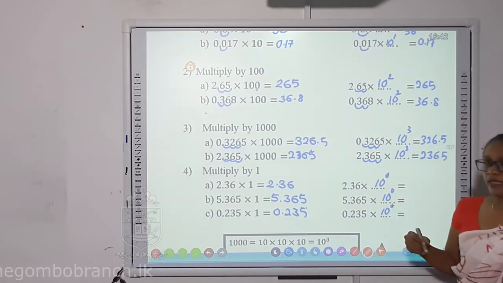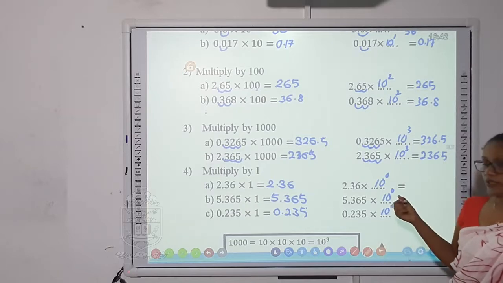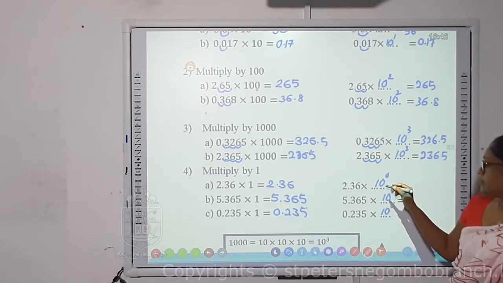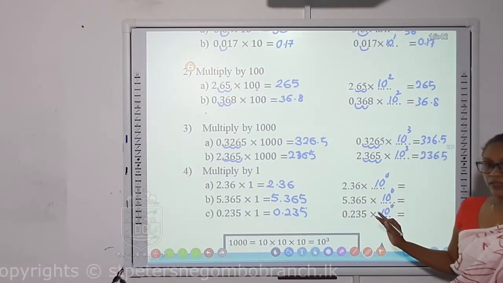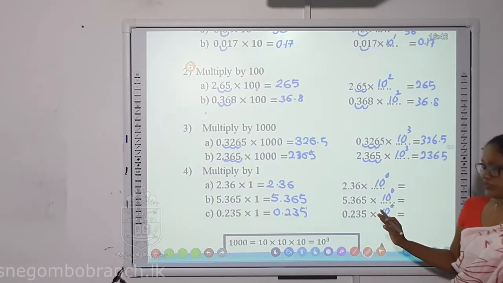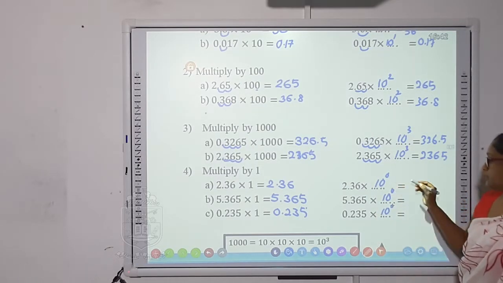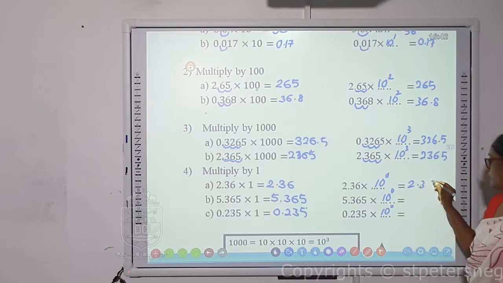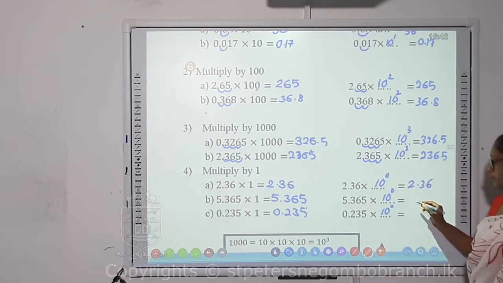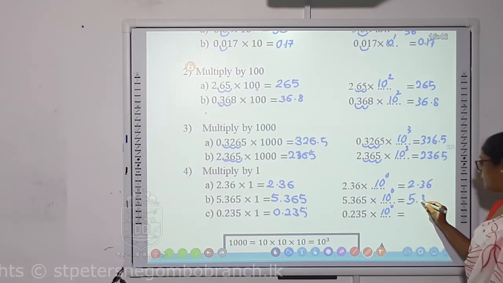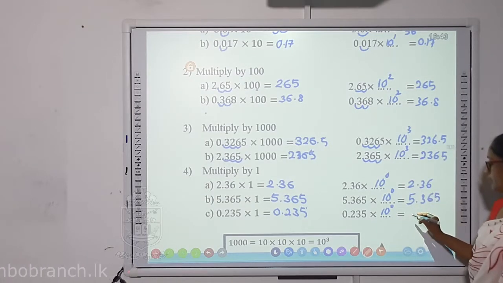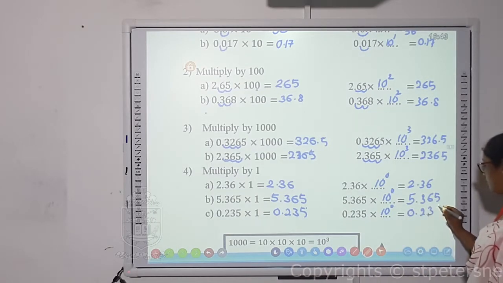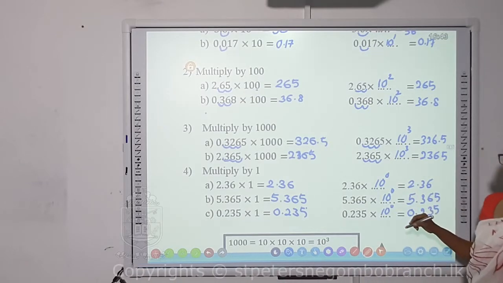Now if we move to this theory which I explained on this side, we know that we can't assign any sign plus or minus to 0, right? So 0 in this case says what? Don't shift the decimal place, right? 0 means don't shift the decimal place. So once you multiply this kind of thing, you can write just the answer is 2.36, right? So don't change the decimal place. 5.365, and the last one also same answer, 0.235, right?